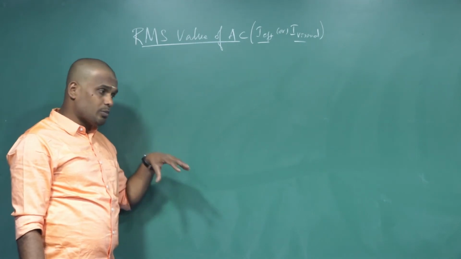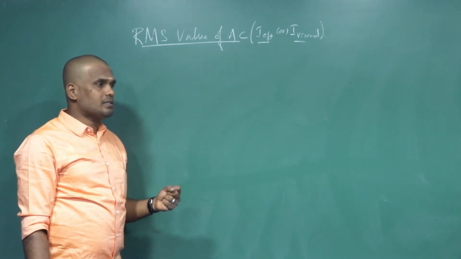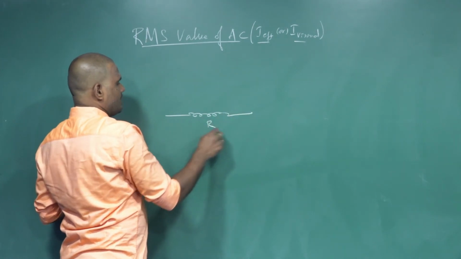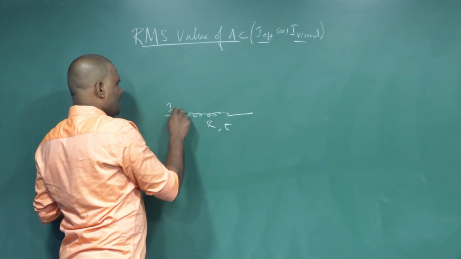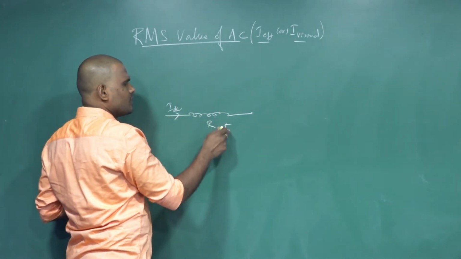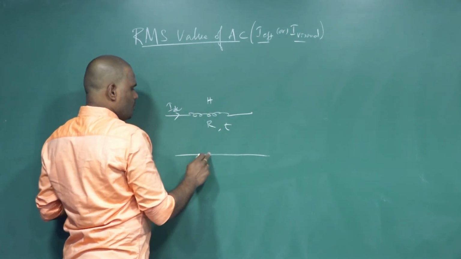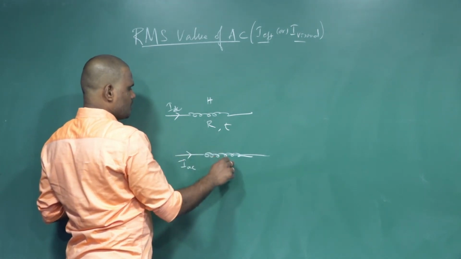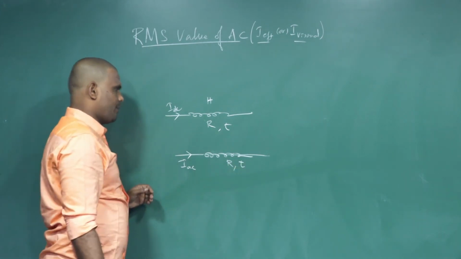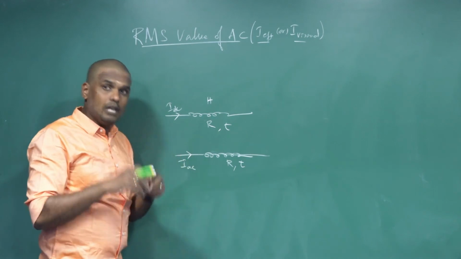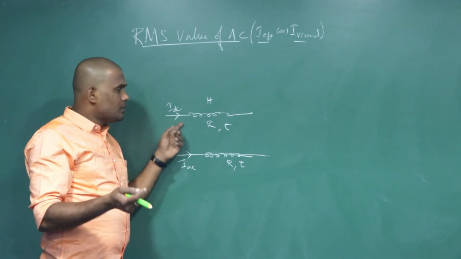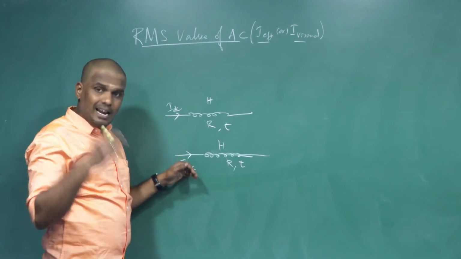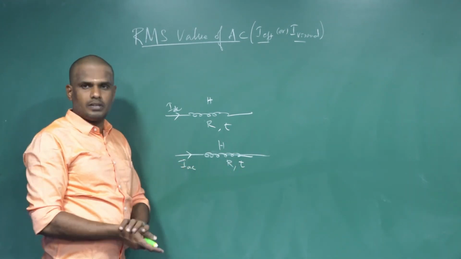The RMS value of alternating current can also be defined in this form. The RMS value of alternating current is defined as the value of the steady current, or otherwise I can say DC, which when flowing through a given resistor for a given time will generate the same amount of heat as an alternating current flowing through the same resistor for the same time. See the statement?